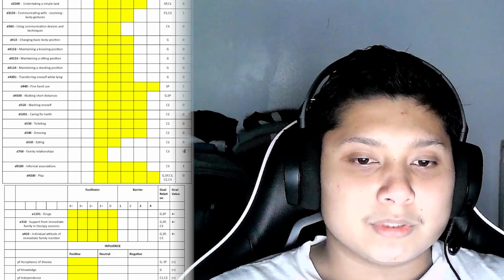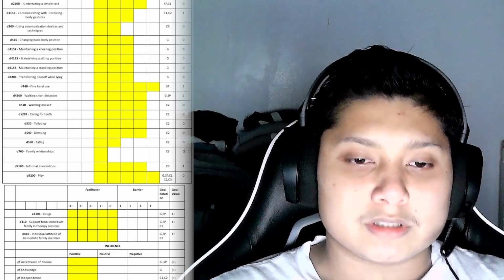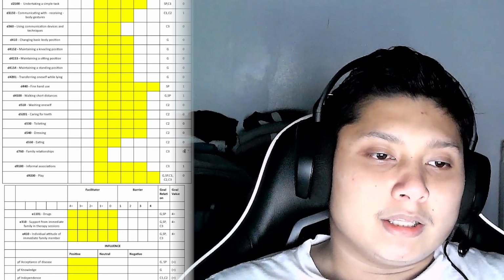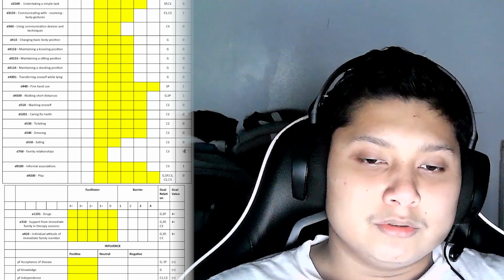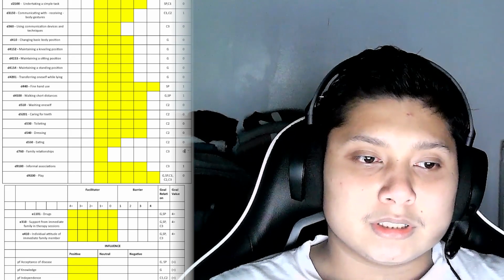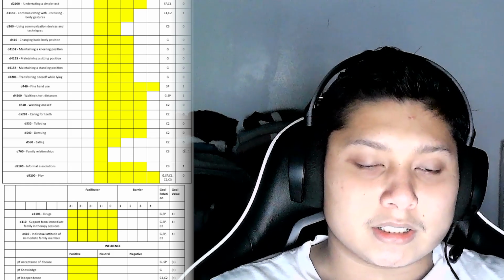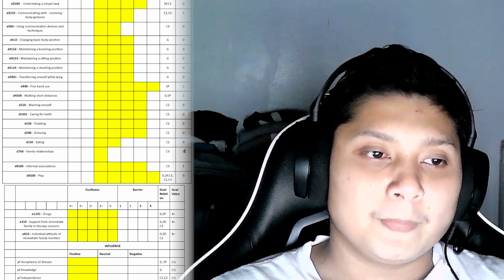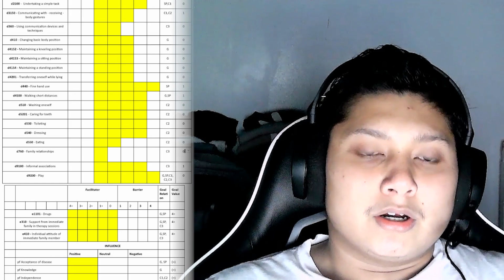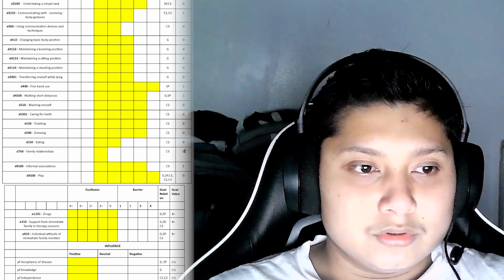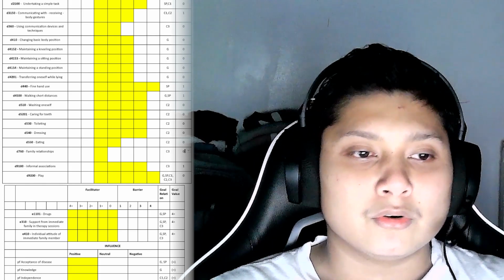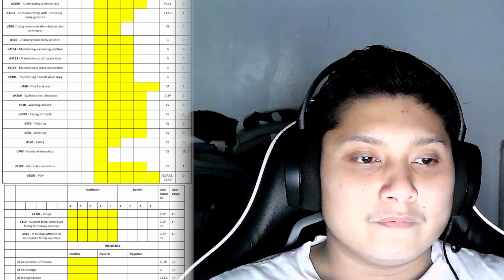D100, undertaking a simple task, graded as 3, goal was 0. D3150, communicating with receiving body gestures, graded as 2, goal was 1. D360, using communication devices and techniques, graded as 1, goal was 0. D410, changing basic body position, graded as 2, goal was 0. D4152, maintaining a kneeling position, graded as 2, goal was 0.